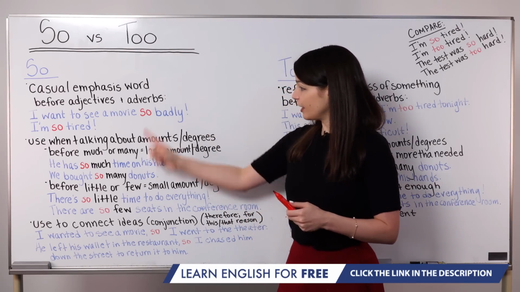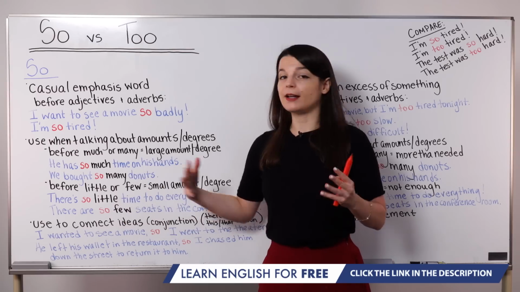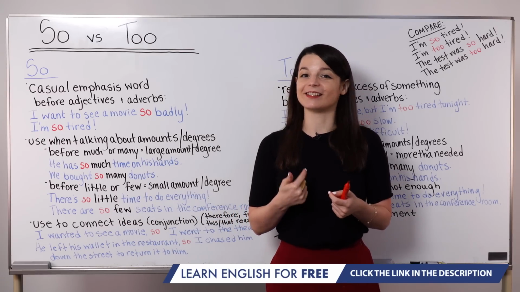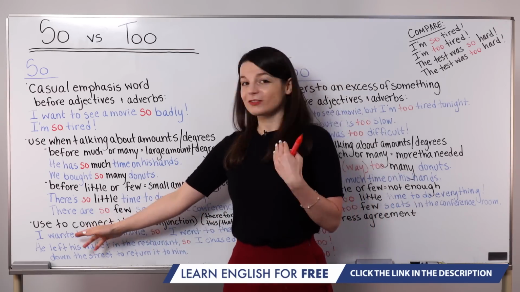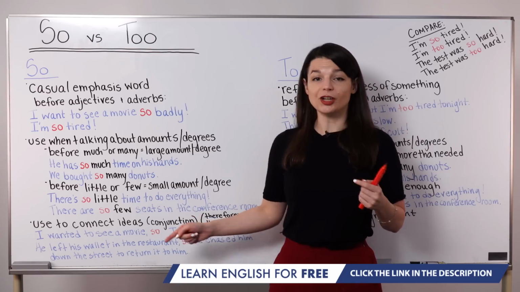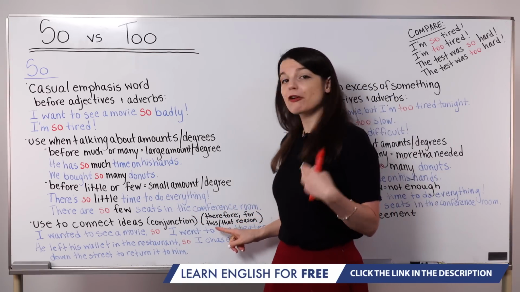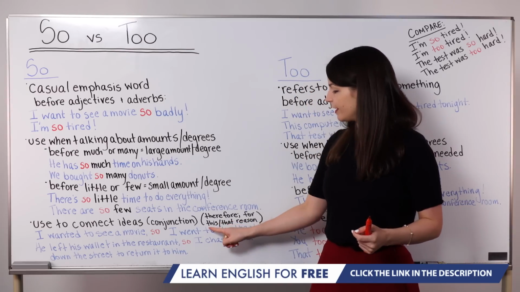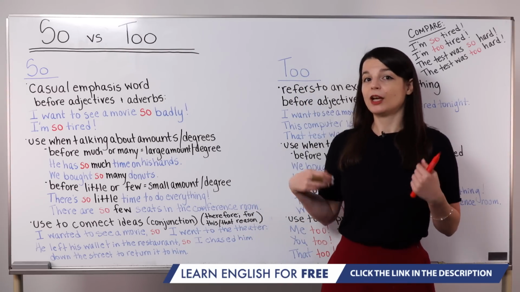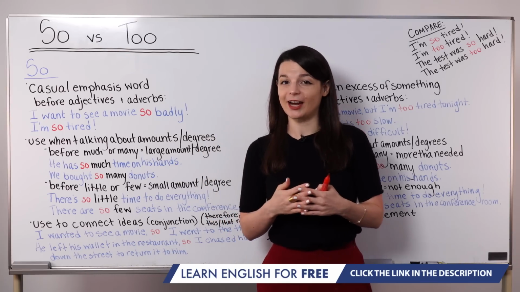I want to finish this part of the lesson with this use of so, which is to connect ideas. I've actually used this a couple times in this lesson already. So, just like that. We use it to connect ideas. We can use it as a conjunction to join sentences. So means therefore, or for this reason or for that reason. So we use it a lot to connect ideas very casually.